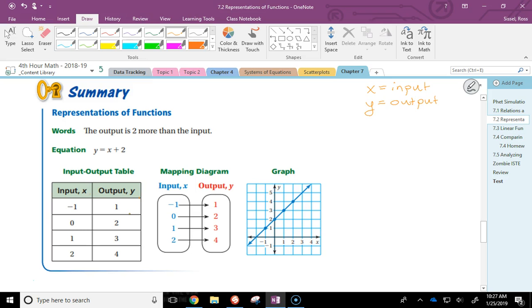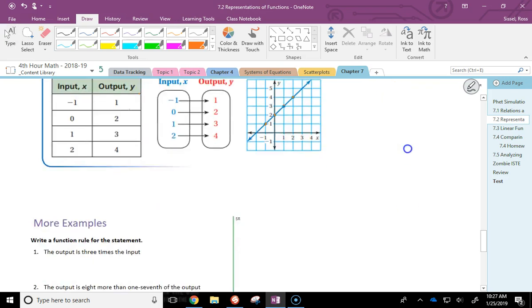We did a mapping diagram. Mapping diagrams are so close to an input-output table. It's just you kind of separate your 2 columns and you draw the line. The thing is, your output would not have to be in order because my lines could go other places. And the last way is we could graph them. We knew our coordinates: negative 1, 1; 0, 2; 1, 3; 2, 4, and you draw your line.